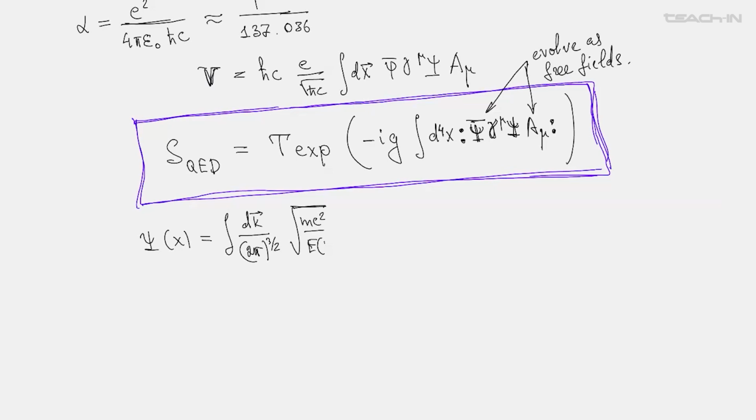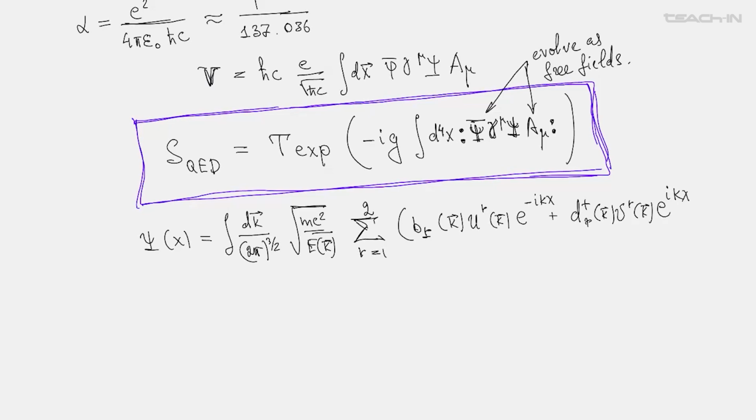And then there is a sum over polarizations. You have b_r of k multiplied by the spinor u_r of k, exponential minus ikx, plus d dagger_r of k, v_r of k. These are our spinors, u_r and v_r, which provide an independent basis for solutions of the Dirac equation. And you have an analogous expression for psi bar.